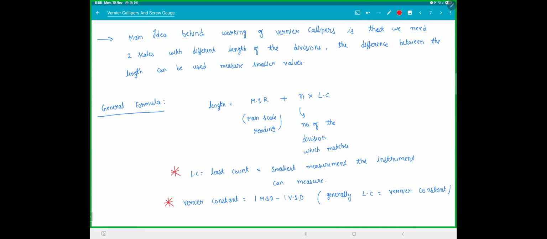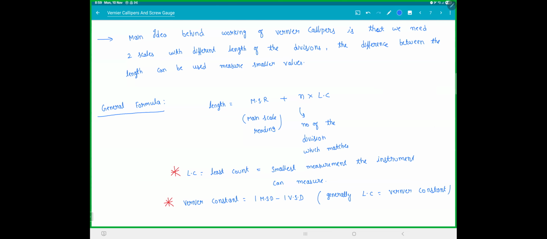So people get confused between least count and vernier constant. We will see a problem. Least count tells you the smallest you can measure. Vernier constant simply gives you the difference in the length of the divisions. Both need not be the same. People use vernier constant in place of least count, and you'll get errors. We'll talk about that also. That is one important thing. This is your general formula.